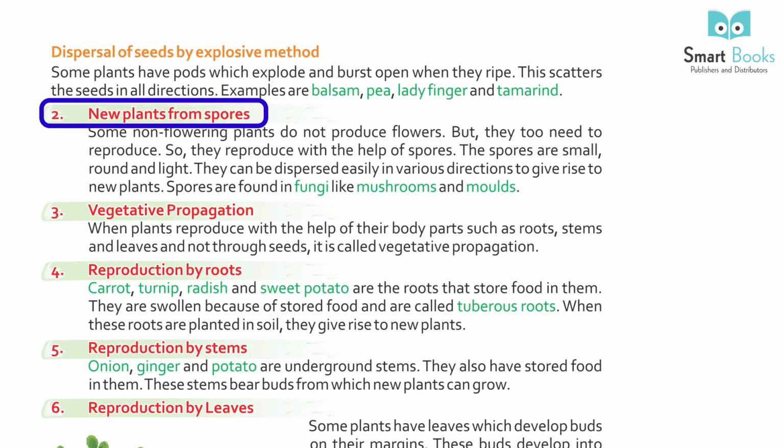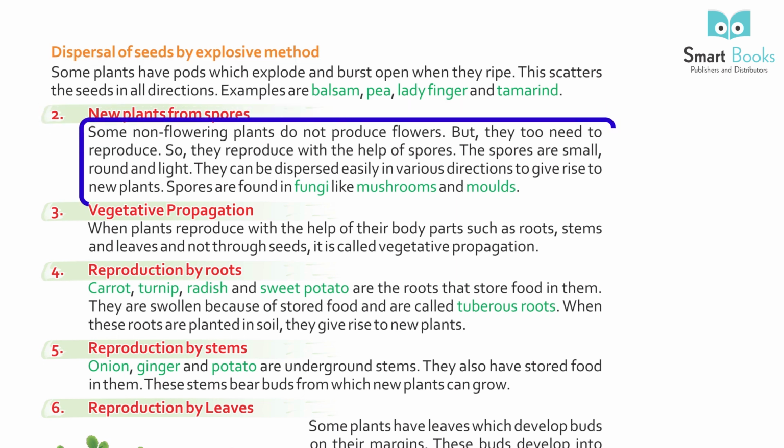1. New plants from spores. Some non-flowering plants do not produce flowers, but they too need to reproduce, so they reproduce with the help of spores. The spores are small, round and light. They can be dispersed easily in various directions to give rise to new plants. Spores are found in fungi like mushrooms and molds.